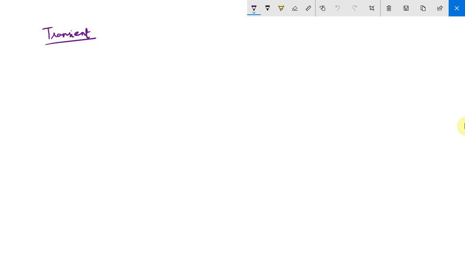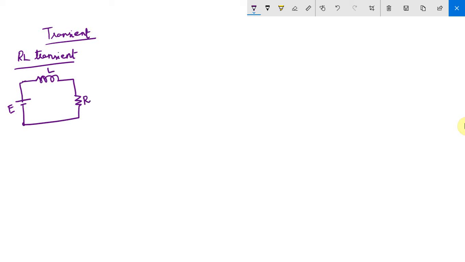At first, let me consider the RL transient. So we will be having an inductor and then a resistor which is connected to a DC supply. Let the DC supply be E volt and let L be the inductor and R be the resistor, and we are going to consider the output voltage across the resistor. Okay, and let the current flowing through the circuit be I.